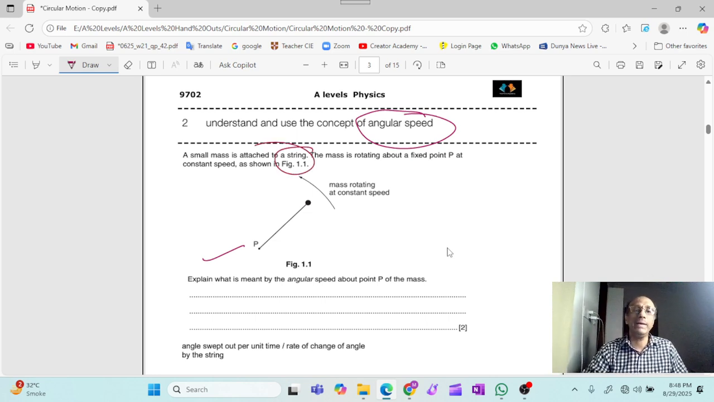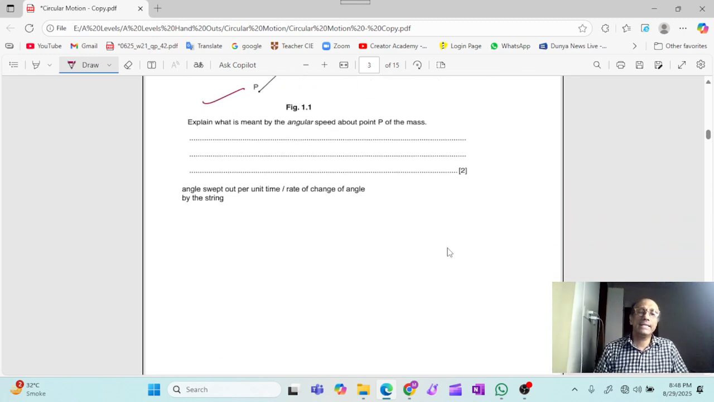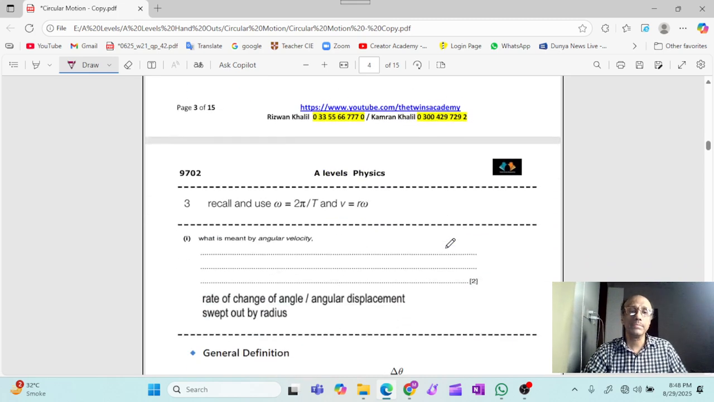So the source will be mentioned in the answer, and then the angle swept out per unit time by the string, or the rate of change of angle by the string. You may write down any one of the lines from the above and then add the second key point in order to get 2 out of 2.